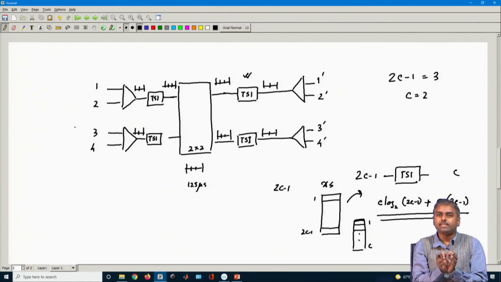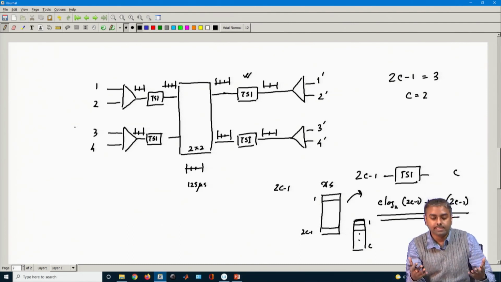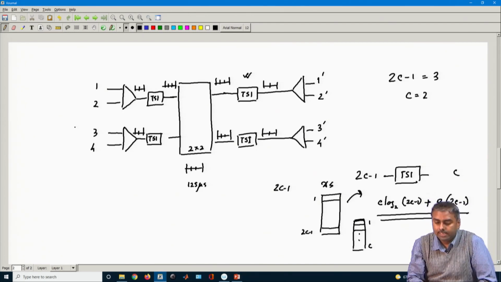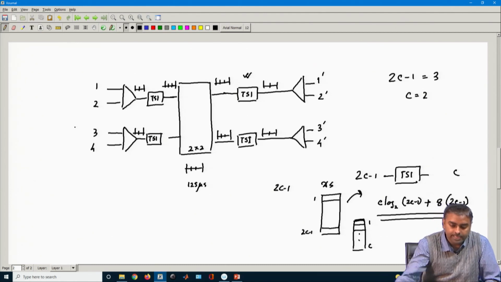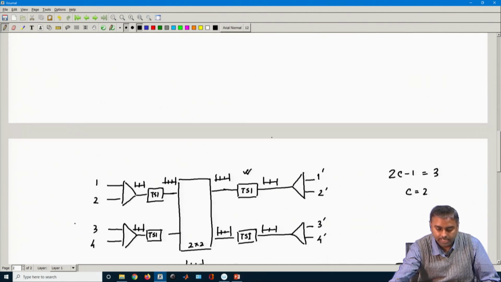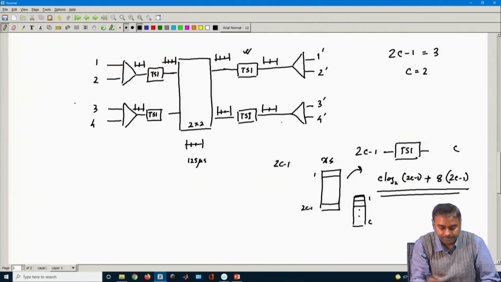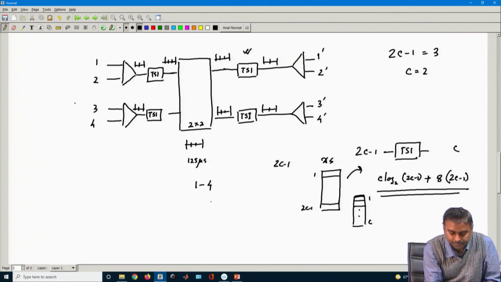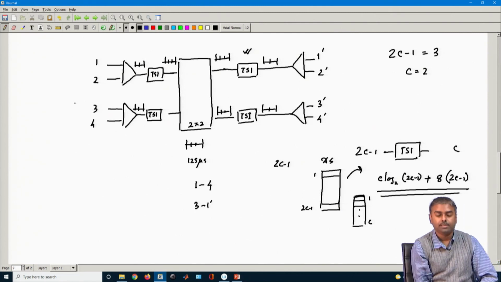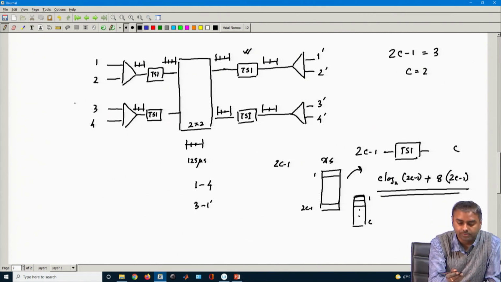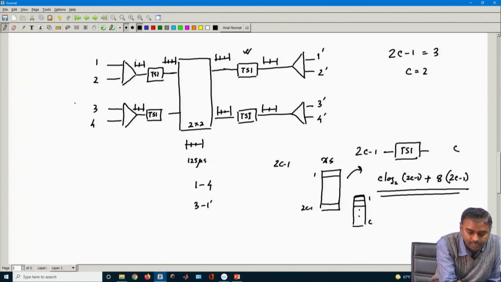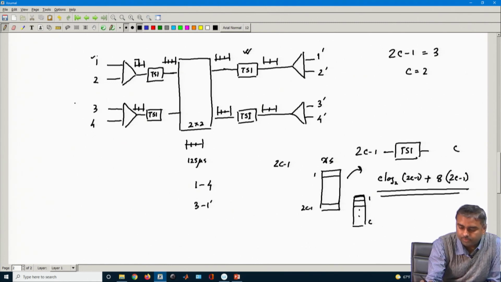So, the TSI switch gets a little bit tilted, but let us now try to appreciate what this has given me. Has this given me a non-blocking case? Earlier we had a configuration of 1 to 4 dash and 3 to 1 dash, so let us go back to that. Okay. So, let us try to do this 1 to 4 dash the way we have done earlier.